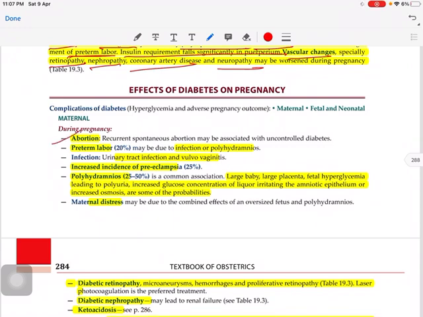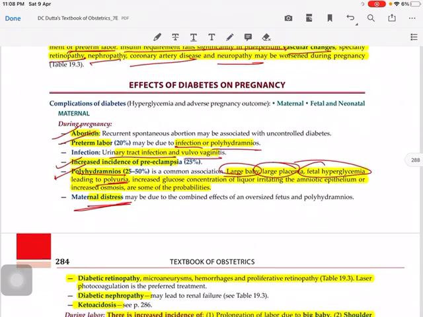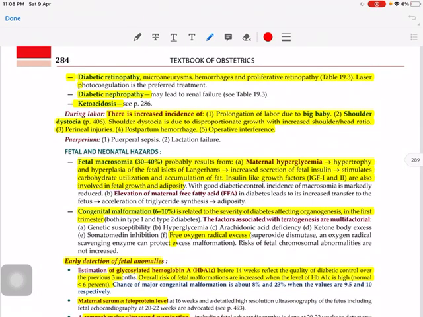During pregnancy you can have abortion, you can have preterm labor, and why? Because of infection and polyhydramnios. You can have urinary tract infection and vulvovaginitis. Increased incidence of preeclampsia, polyhydramnios. Why will there be polyhydramnios? Large baby, large placenta. Fetal hyperglycemia will lead to polyuria, so the more the polyuria, the more is your amniotic fluid, and it can also lead to maternal distress. Again, it is destroying the mother's body by diabetic retinopathy, diabetic nephropathy, and ketoacidosis.